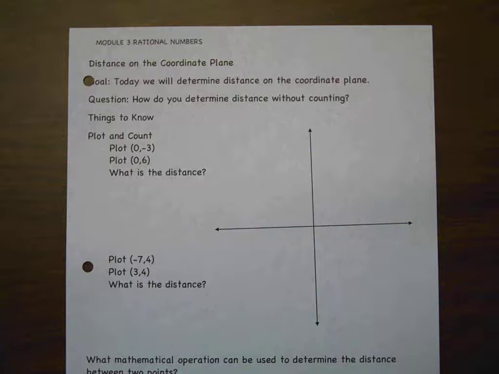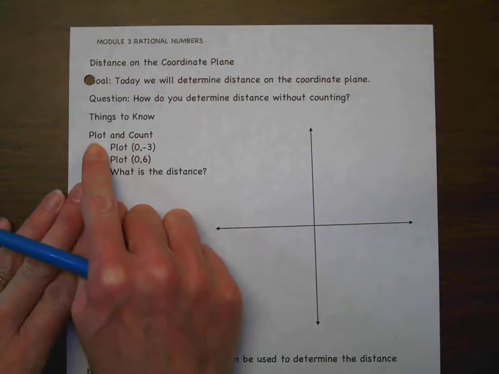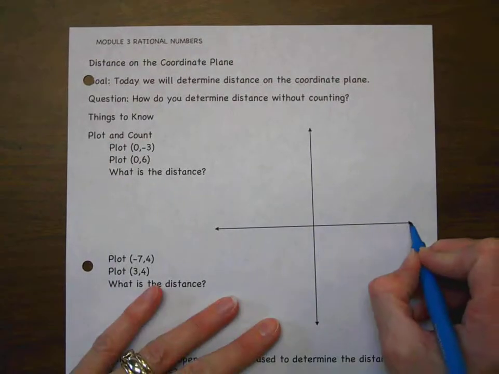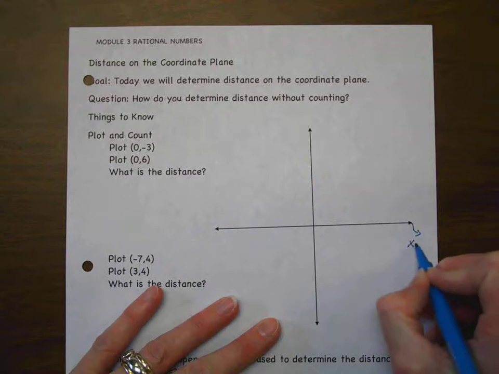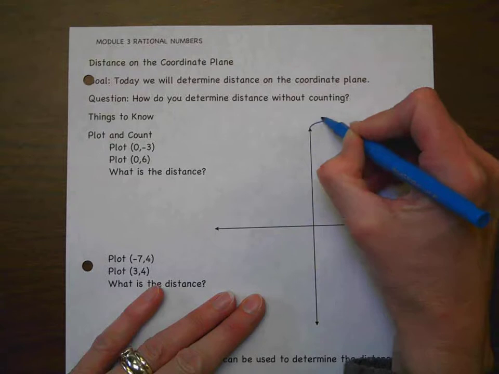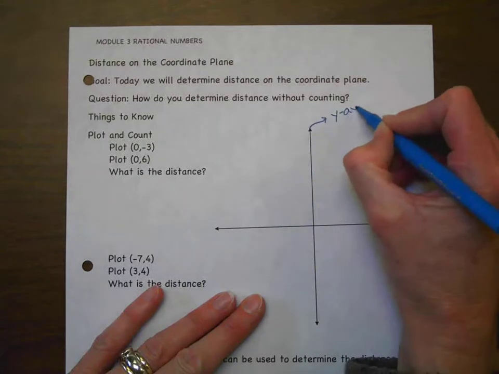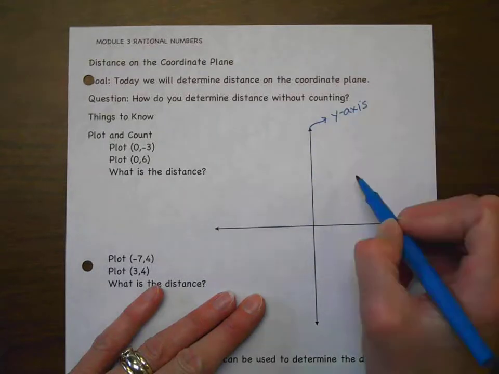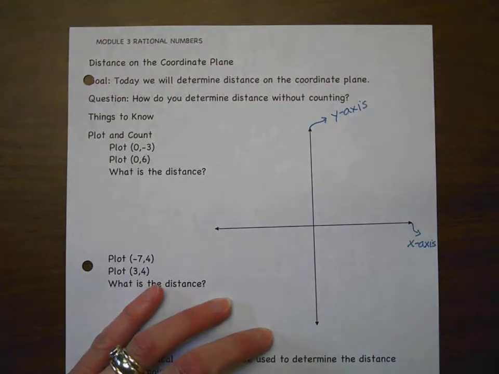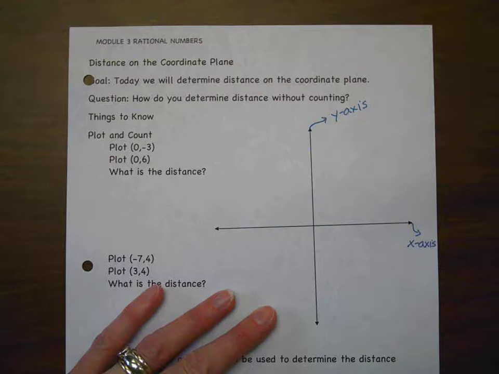Things to know. The first thing that we're going to do, according to this lesson, is plot some points on our coordinate plane. You need to remember that this horizontal number line is called the x-axis, and this vertical number line is called the y-axis. And remember, this is quadrant 1, quadrant 2, quadrant 3, quadrant 4, just some review of what the coordinate plane works with. And then we're going to go ahead and plot.